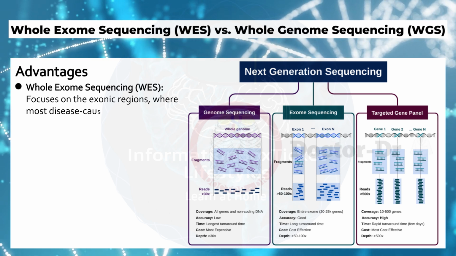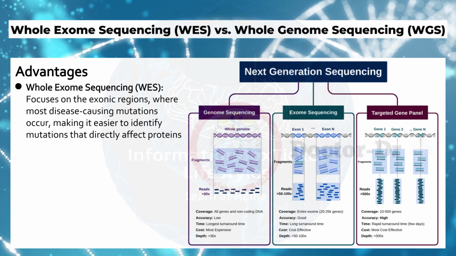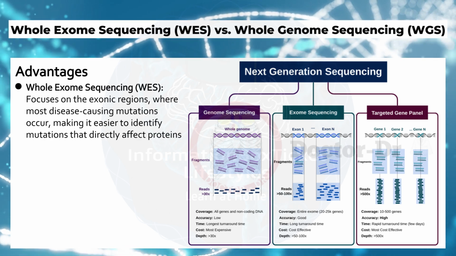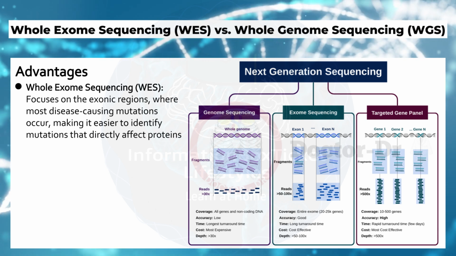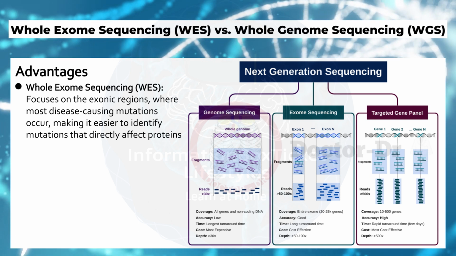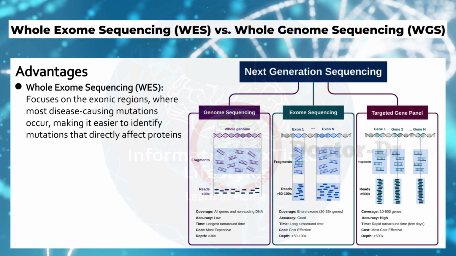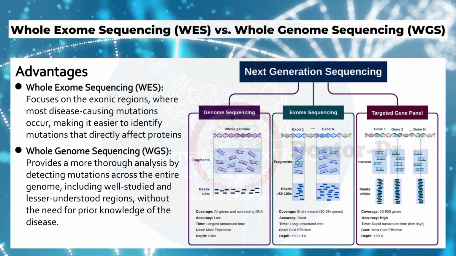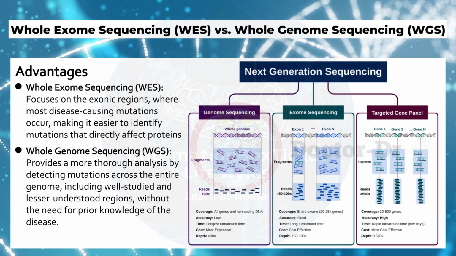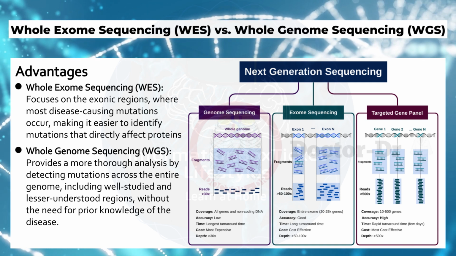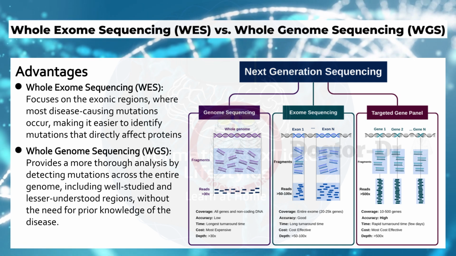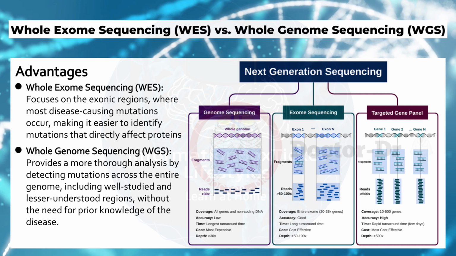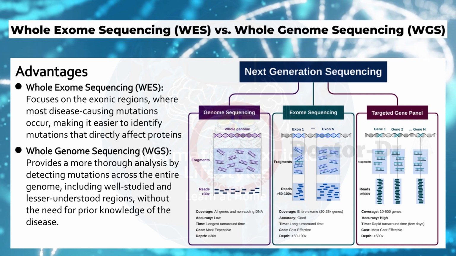Advantages. Whole exome sequencing focuses on the exonic regions, where most disease-causing mutations occur, making it easier to identify mutations that directly affect proteins. Whole genome sequencing provides a more thorough analysis by detecting mutations across the entire genome, including well-studied and lesser understood regions, without the need for prior knowledge of the disease.